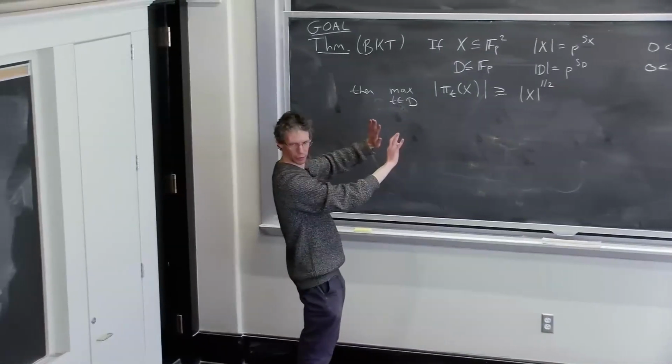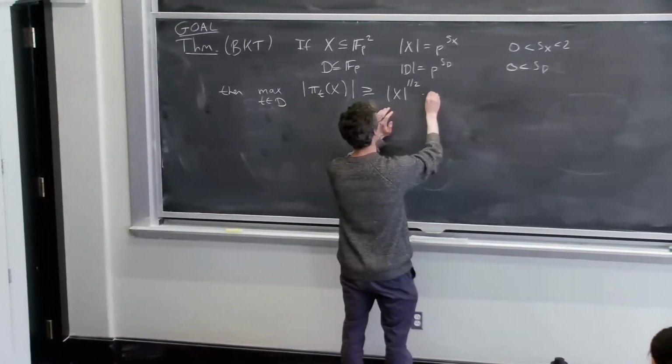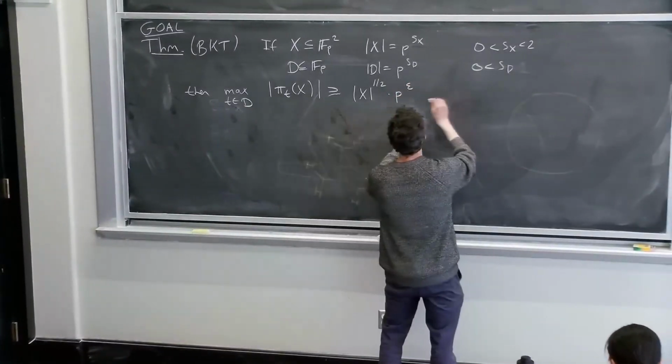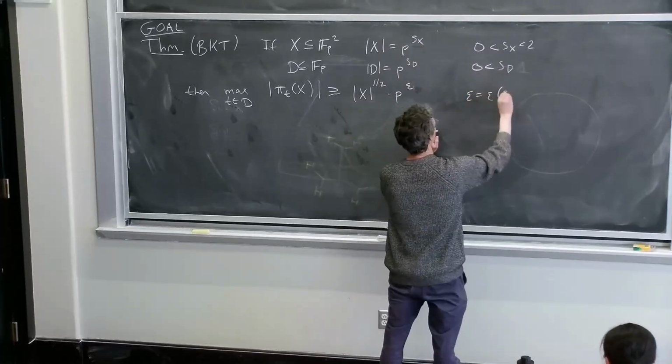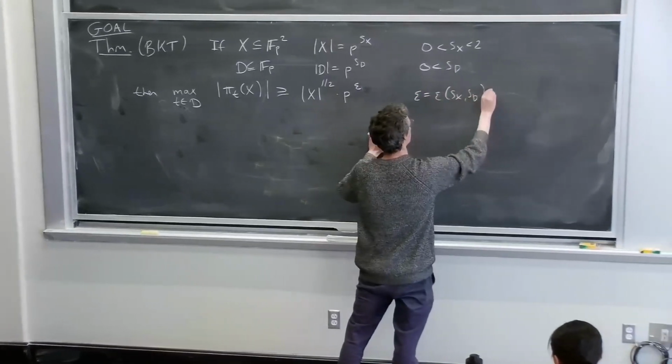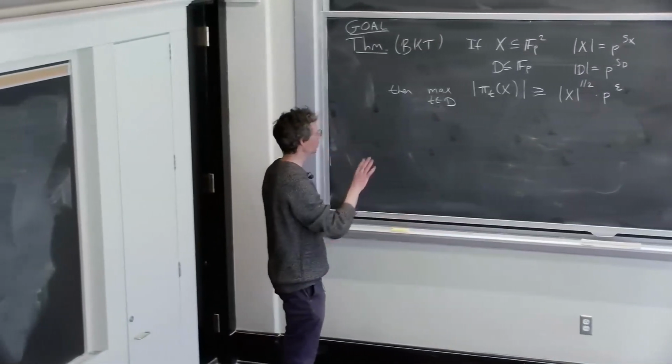So far, that's not difficult to do. But then plus a little bit more, times p to the epsilon. I'll call it epsilon, p to the epsilon. So this epsilon depends on these dimensions, but it's positive. OK, so that's our goal.